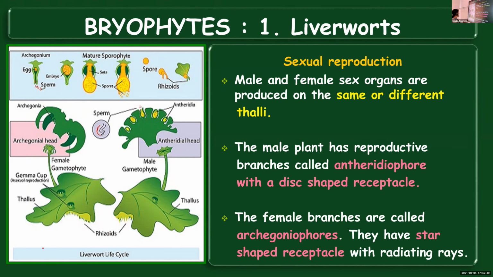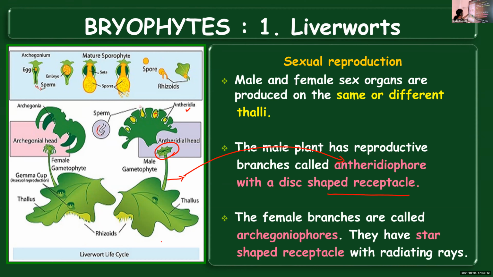In the second figure, you can see the male thallus. And you can see a branch here, which you call the antheridiophore. At the tip of that, you can see a disc-shaped receptacle, where you can find antheridia, inside which sperms or antherozoids will be present.